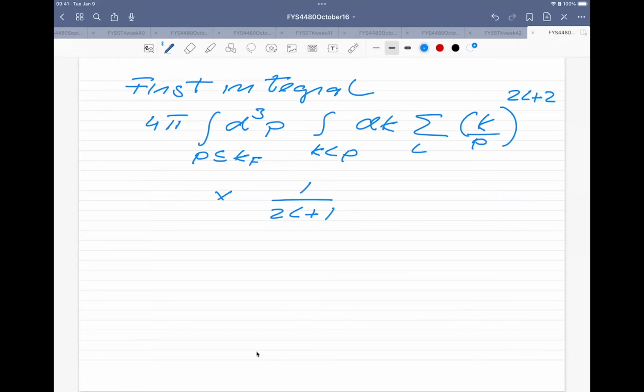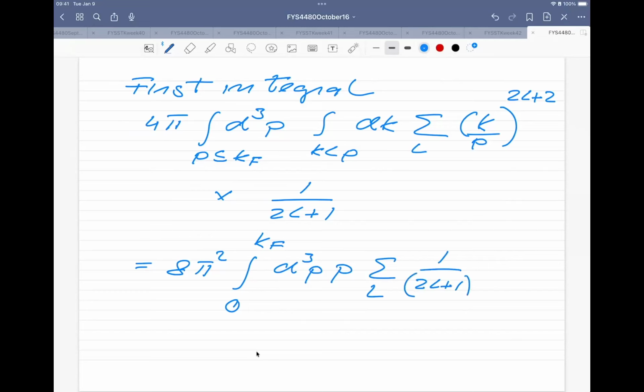Okay, so this specific sum which you see here has an analytical expression which you can look up in tables of summations. So you can actually show that this is equal to 8 times pi squared. And when I integrate over k, this reduces down to an integral over d3p of p times p here. And then there is a summation over 1 over 2L plus 1 multiplied with 2L plus 3.